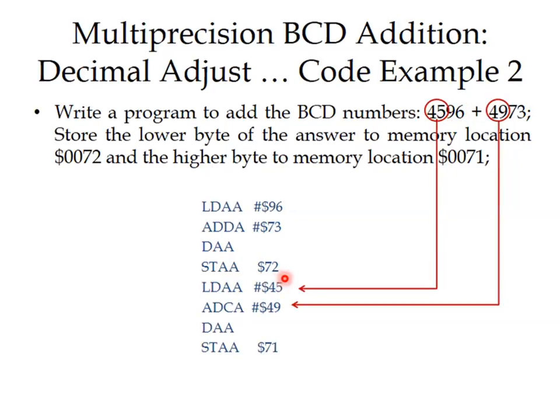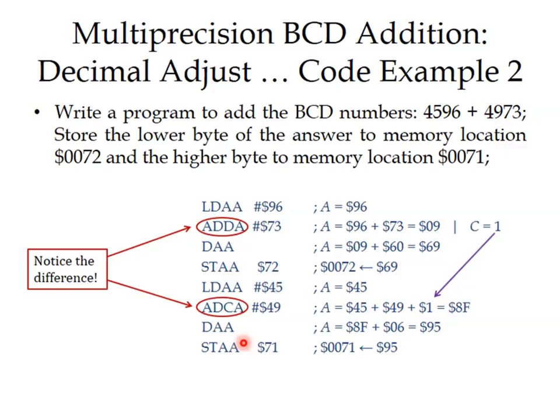Once we are done with this, we handle the higher byte. What is the higher byte of the first number? 45. The higher byte of the second number? 49. Very simple. Once we add these, we do the decimal adjust, and then we store the result into 71. That was in the question: they just stored the higher byte into 71. But did you notice the difference? Look at the difference carefully.